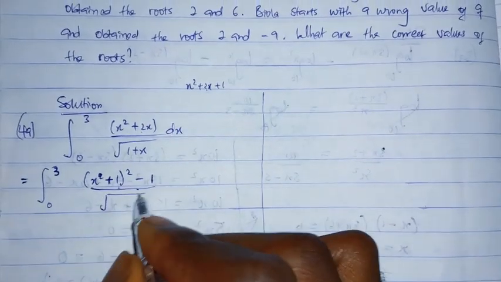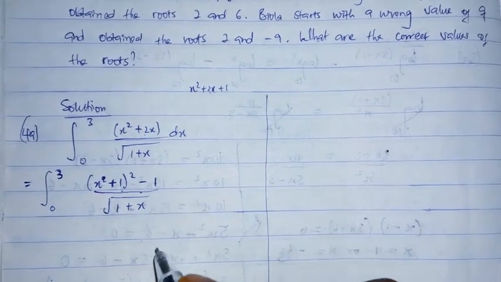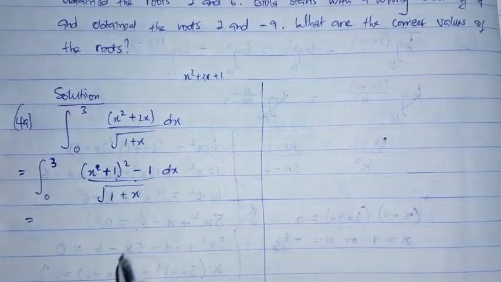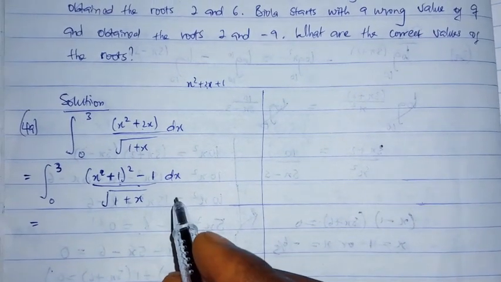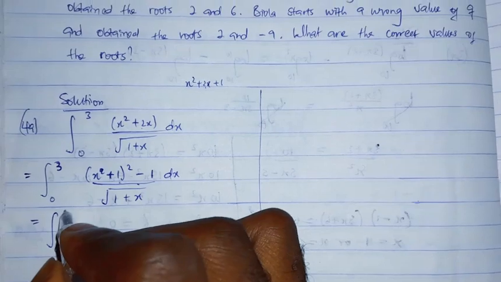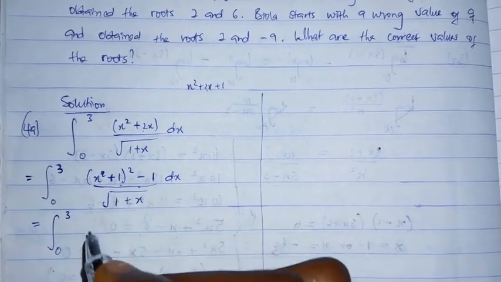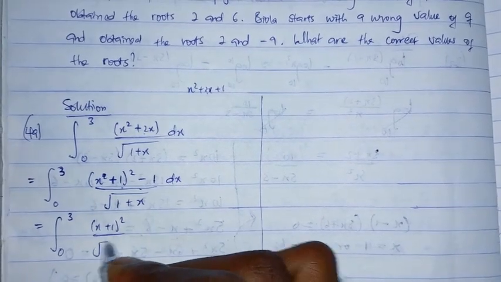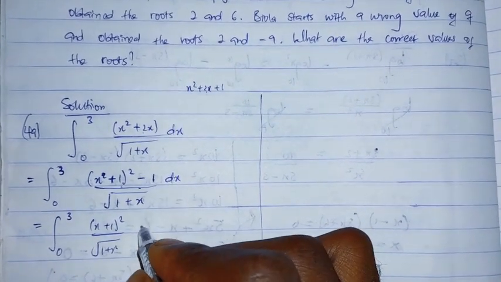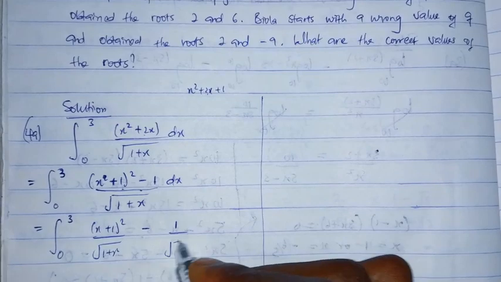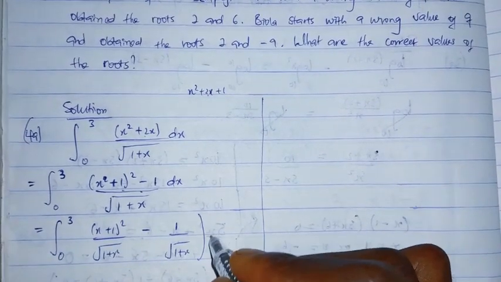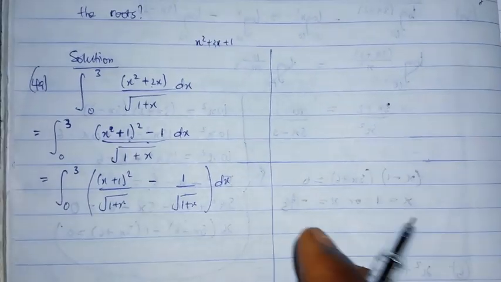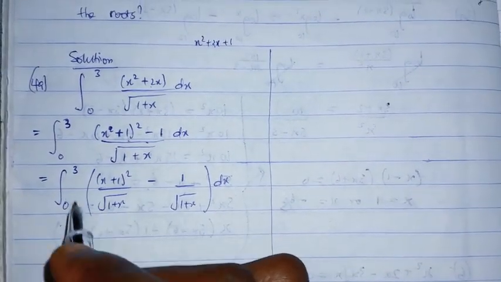By subtracting 1. So it means this is equal to (x plus 1) all squared minus 1, all over the square root of 1 plus x dx. Now, in this case, it looks complicated. So what I'll just do is split it by saying (x plus 1) all squared over the square root of 1 plus x, minus 1 over the square root of 1 plus x, dx. Now, let's separate the integral.